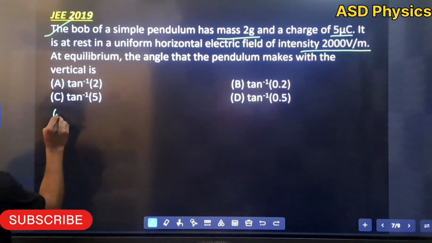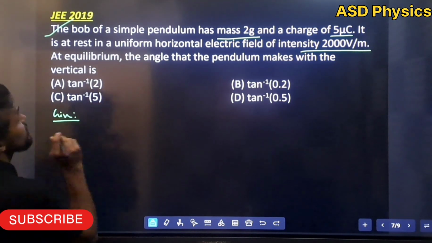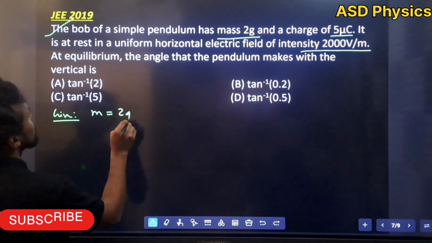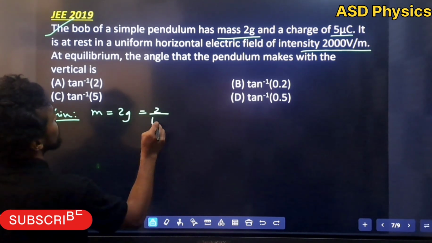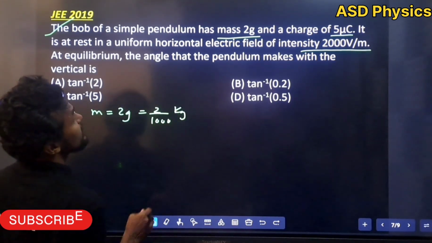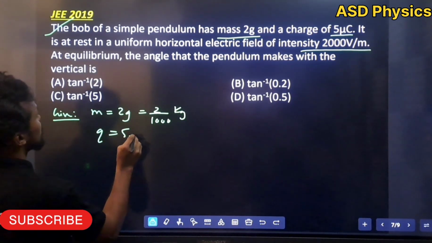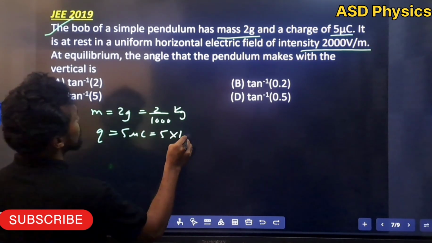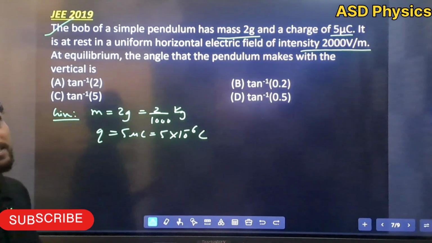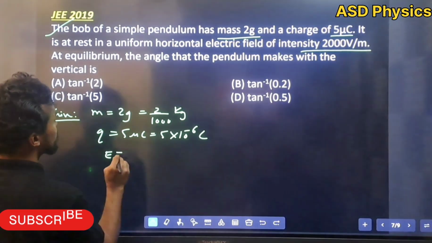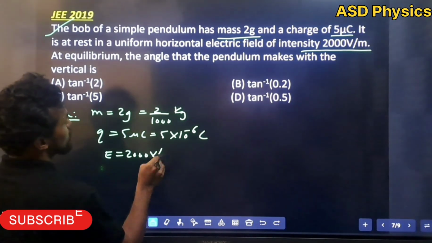So students, first we will note down the given data. The mass is given as 2 gram, that means 2 by 1000 kg. The charge is given as 5 microcoulomb, that means 5 into 10 to the power minus 6 coulomb. And the electric field is given as 2000 volt per meter.